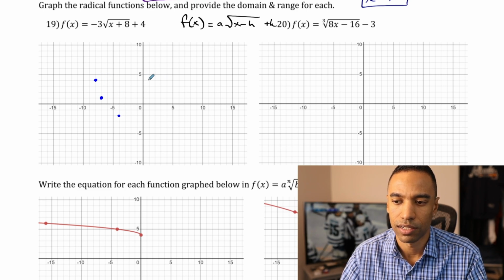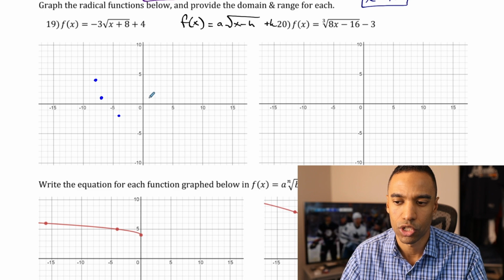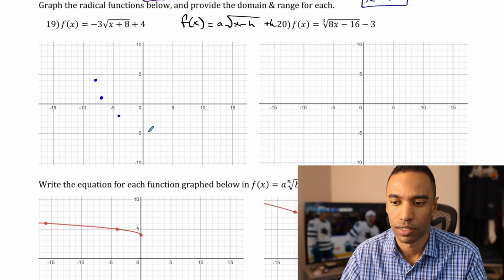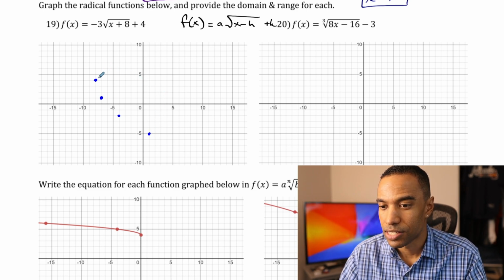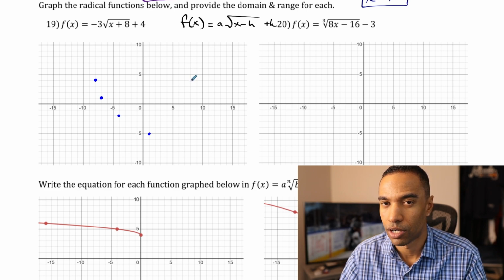Now let's go over 9. Square root of 9 is 3. Triple that, you get 9. How many points did I allow myself to fit? We'll see. 16 over, down, square root of 16 is 4, times 3 is 12. What's 12 down from 4? Negative 8.